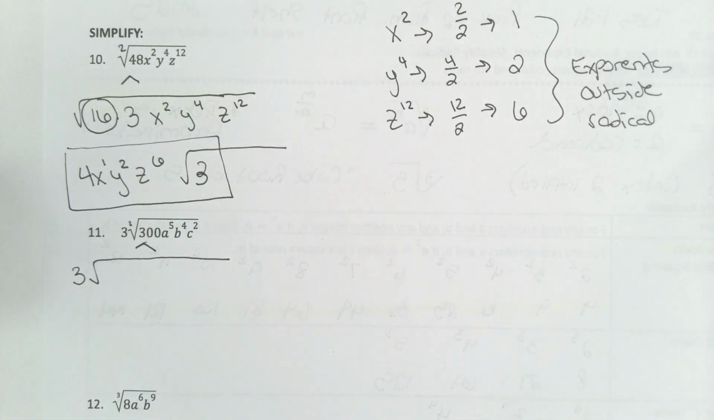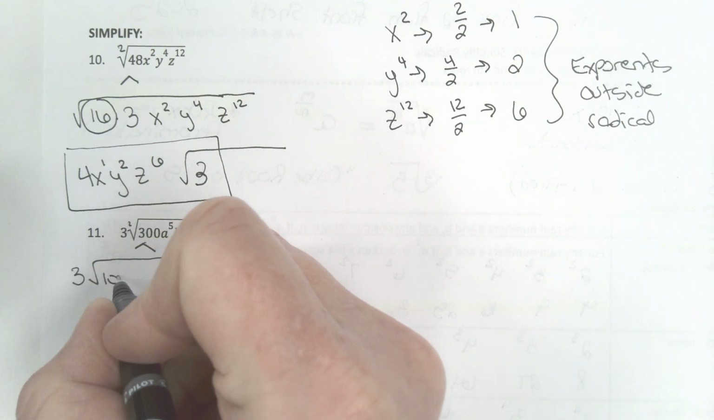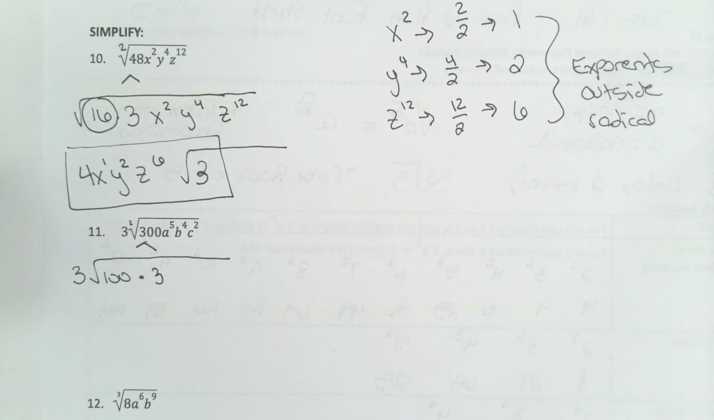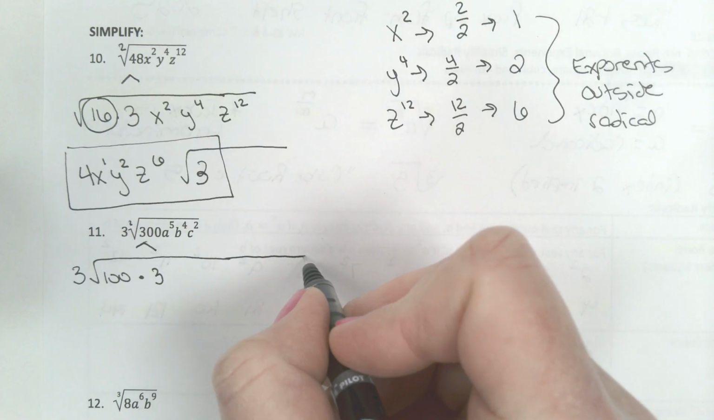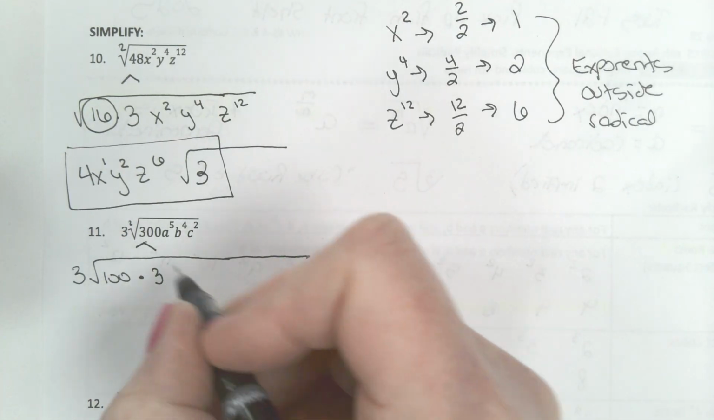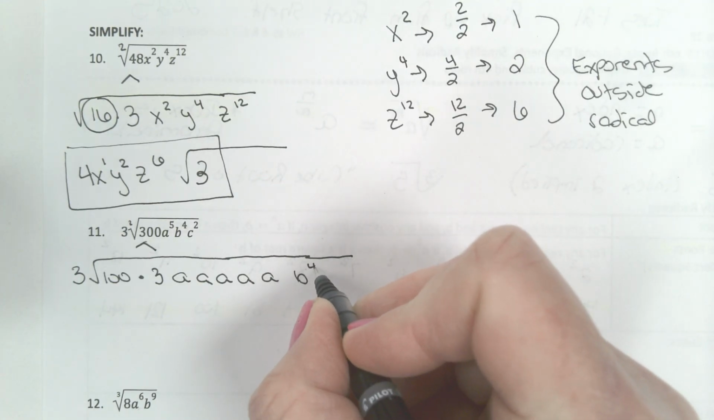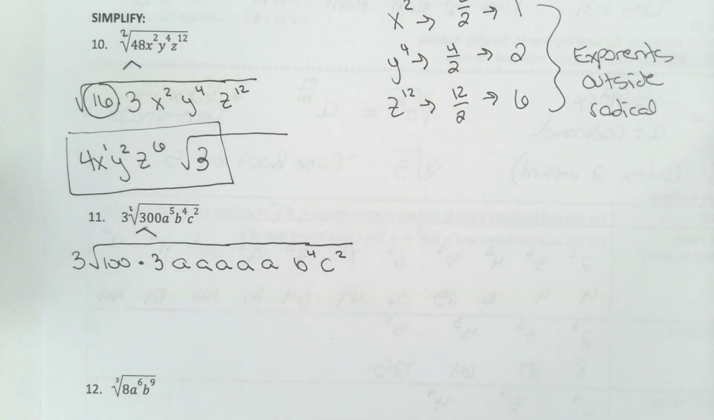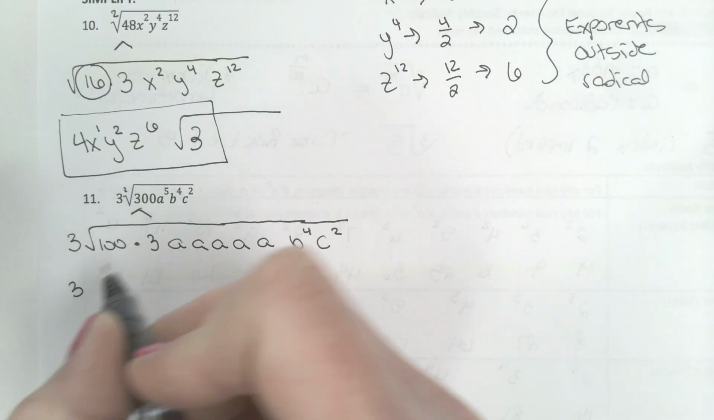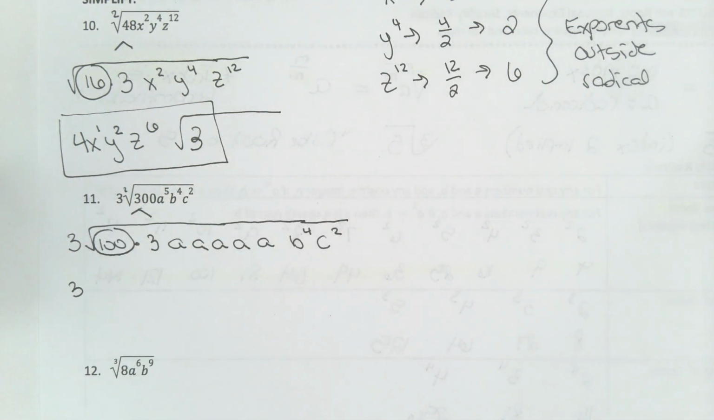Now, I have the number 300. I want to rewrite that as the product of perfect squares. What is the biggest perfect square that goes into 300? 100 does, okay? So that would be the product of 100 times 3. I'm just being creative. I'm rewriting it. Those numbers are still under the radical. Nothing has happened. I have a to the 5th. So for funsies, we're going to write out 5 a's. 1, 2, 3, 4, 5. B to the 4th. C to the 2nd.